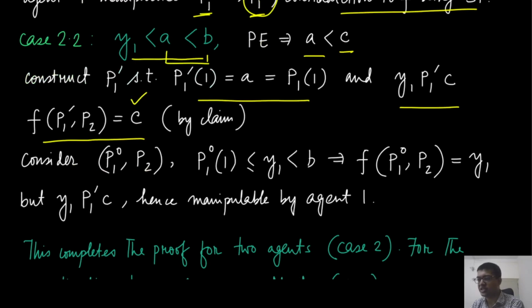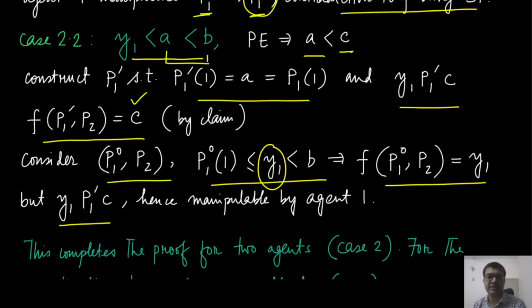And now we are going to consider a different profile where p10, that's the leftmost peak, the peak at the leftmost position, and for player 2 the preference remains the same. For that this condition holds, and the median is actually y1, which is a phantom peak, and therefore by case 1 we can conclude that the outcome will be y1. Now this is more preferred under p1 prime than c, and hence in a very similar way it is manipulable by agent 1. So in both these cases we have shown that it leads to a contradiction.